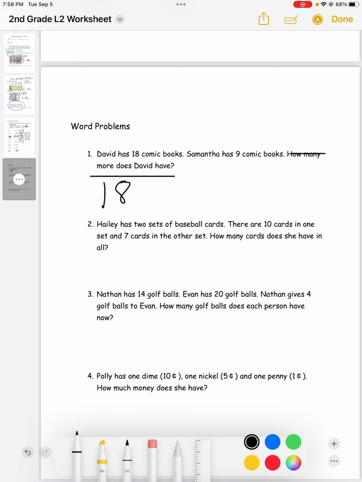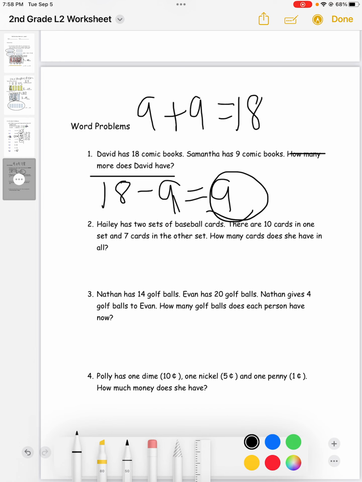They want to know how many more comic books David has. So we know that David has 18 comic books and Samantha has 9. So we're going to do 18 minus 9. That equals 9. And so we know that David has 9 more comic books. And we know this by doing 9 plus 9 equals 18.